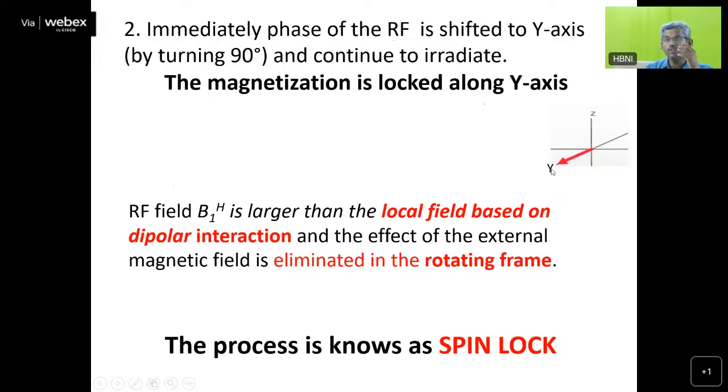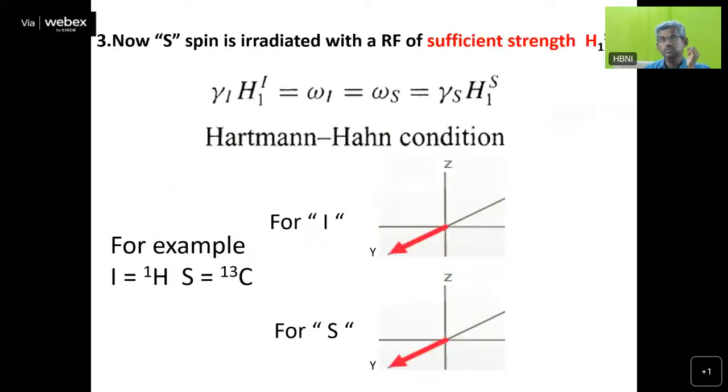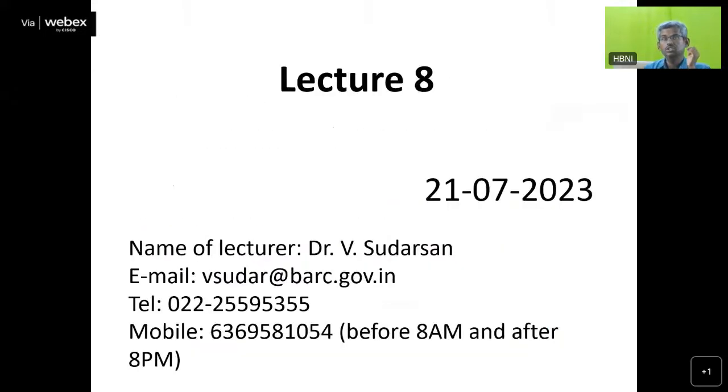So now the lock field which you applied is B1 and that is along the Y axis. So the magnetization is locked along the Y axis, and this process we call a spin lock. We have locked the magnetization. We are not allowing magnetization to decay because we are applying a magnetic field, and the magnetic field is along the Y axis, and hence the magnetization of the nuclei is also aligned along the Y axis.